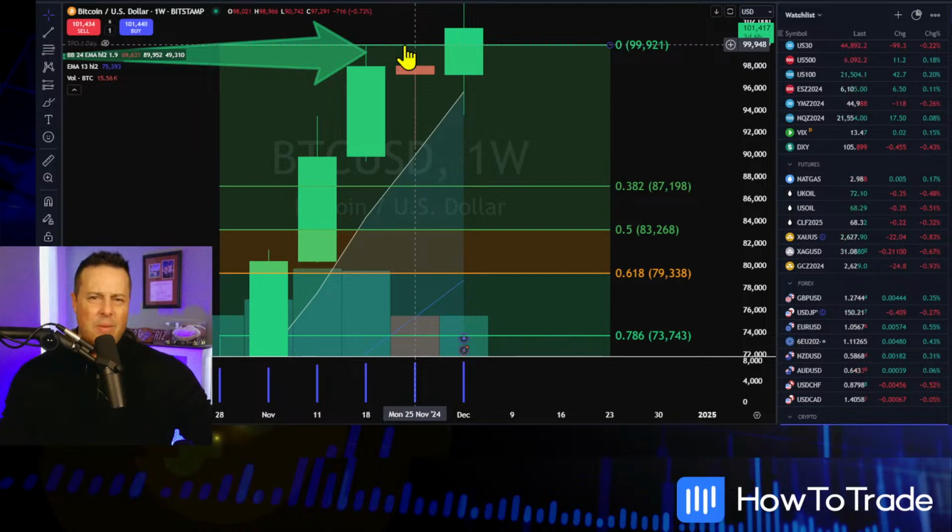I was calling the bottom of Bitcoin at 17,000, somewhere down in there. It was a monthly 78% on the COVID range. And I said, man, if this isn't the bottom, we could be going way low. And it turned out to be the bottom.